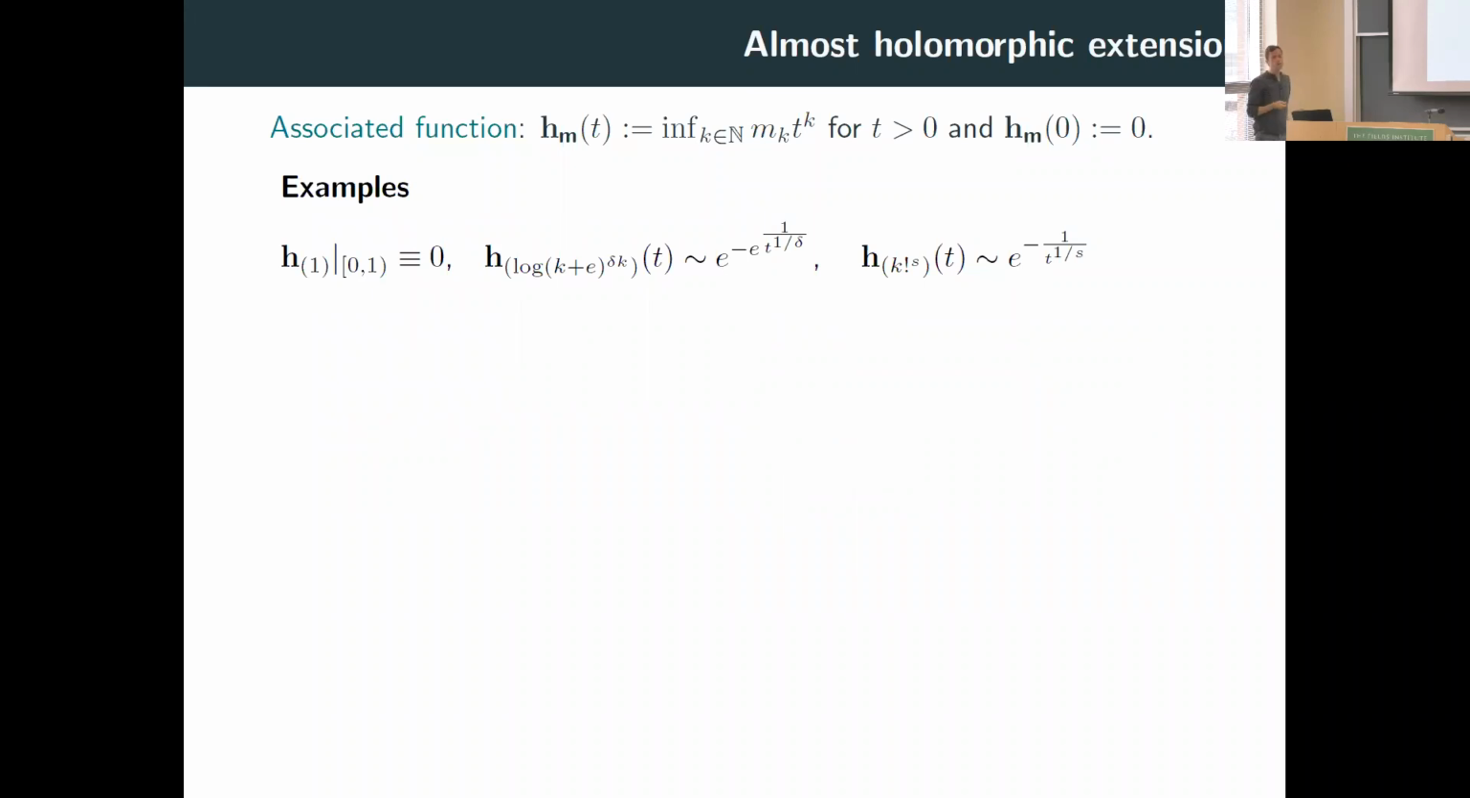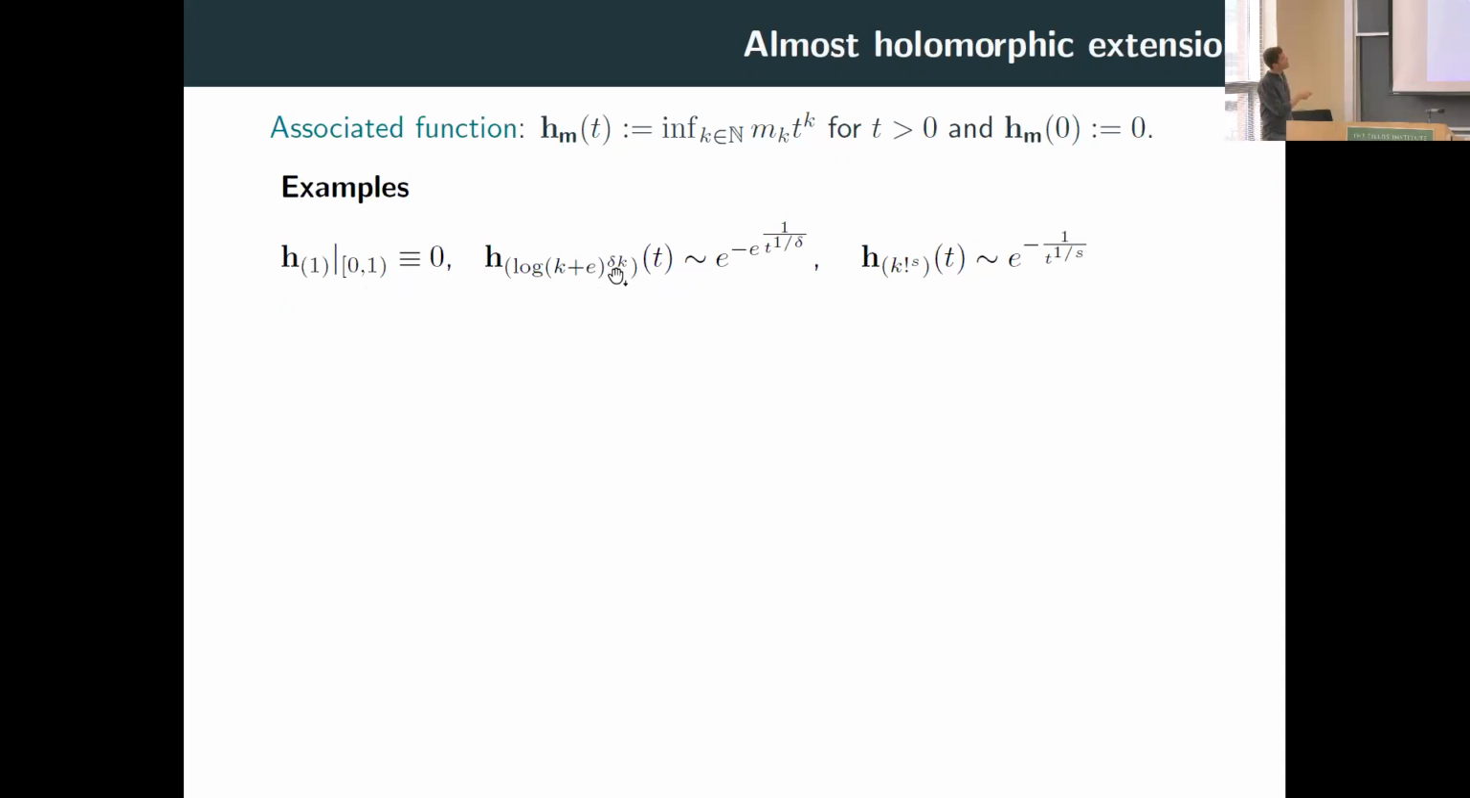Here are a few examples. For the constant sequence 1, it's not hard to see that the function is identically 0 on the interval 0, 1. I said the function is always positive for positive t. Strictly speaking, this case is not covered, because I had the assumption that M_k to the power 1 over k tends to infinity, but here M_k is just 1, so this assumption is not satisfied. But anyway, I put it here because this would be the real analytic case.